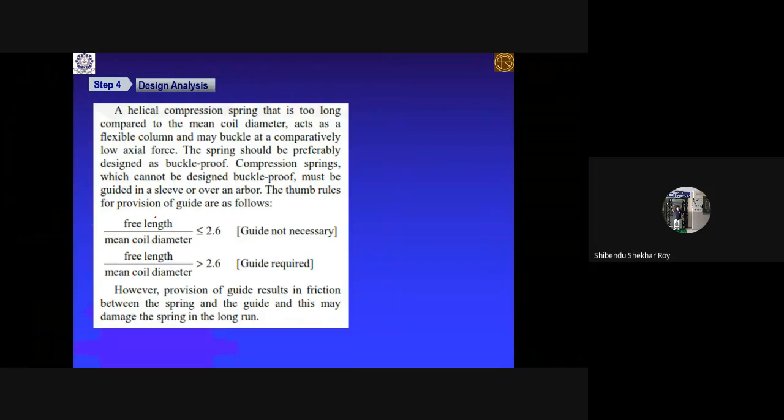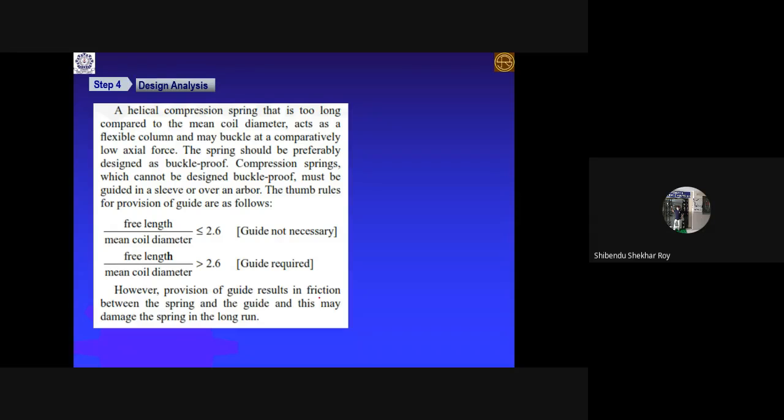And the thumb rule for provision of guide is, if free length divided by mean coil diameter is less than 2.6, no need to use the guide, that means sleeve or arbor. But if free length divided by the mean coil diameter is greater than 2.6, then you have to provide the guide.